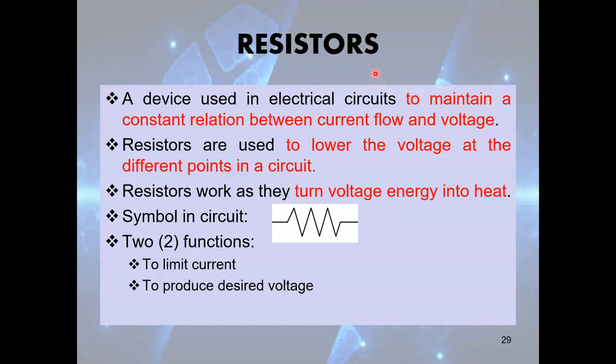So what is a resistor? A resistor is a device used in an electrical circuit to maintain a constant relation between current flow and voltage. I think you know what a resistor is. Even the name of the instrument comes from resistance, which is to resist. The function of a resistor is to lower the voltage at different points in a circuit. Resistors work by turning voltage energy into heat. That's how they lower the voltage at different points in a circuit.